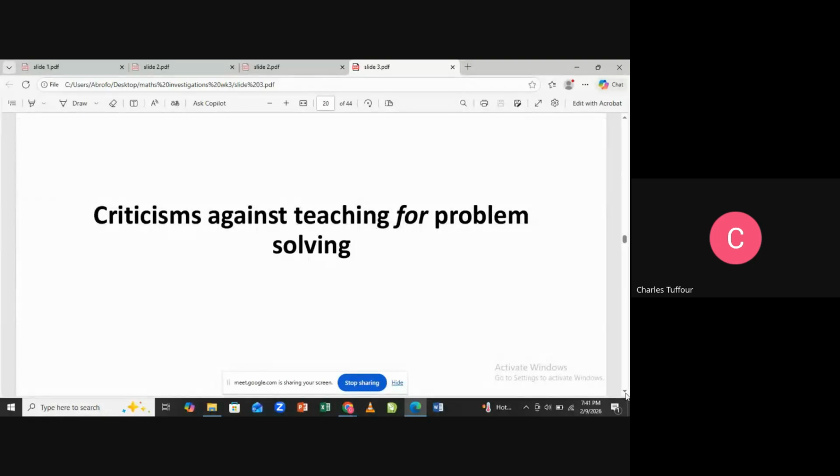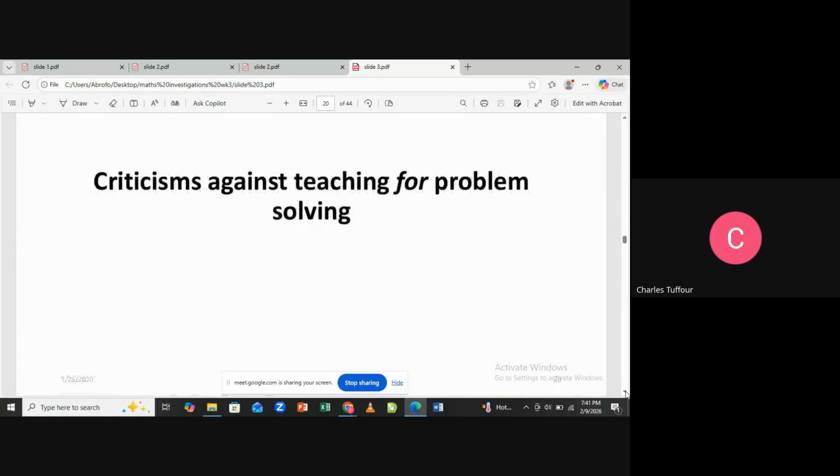There are other schools of thought which are also against this. They are saying that teaching for problem solving has a lot of negativities, a lot of disadvantages. Those are criticisms against teaching for problem solving. In the exams, if you don't see criticisms, you may see disadvantages, or problems associated with teaching for problem solving, or criticisms against teaching for problem solving.